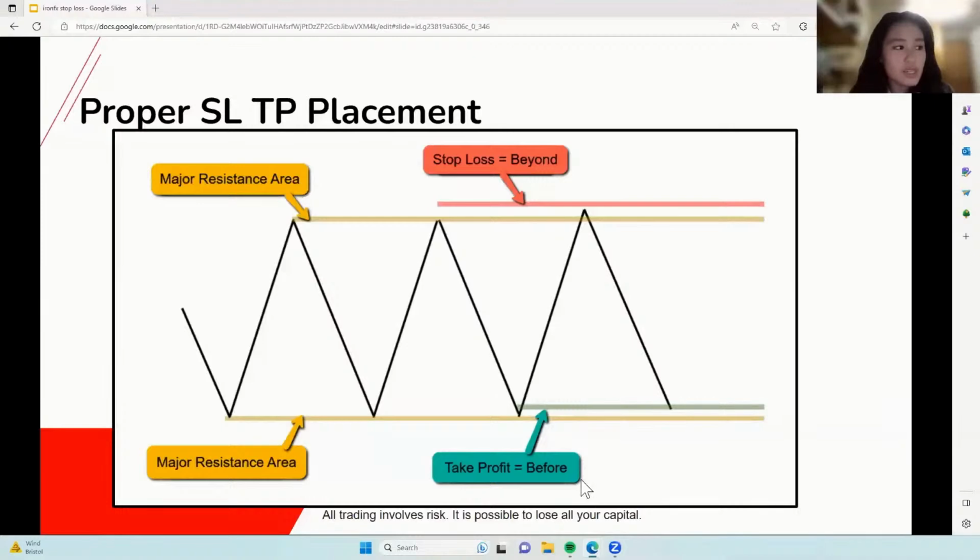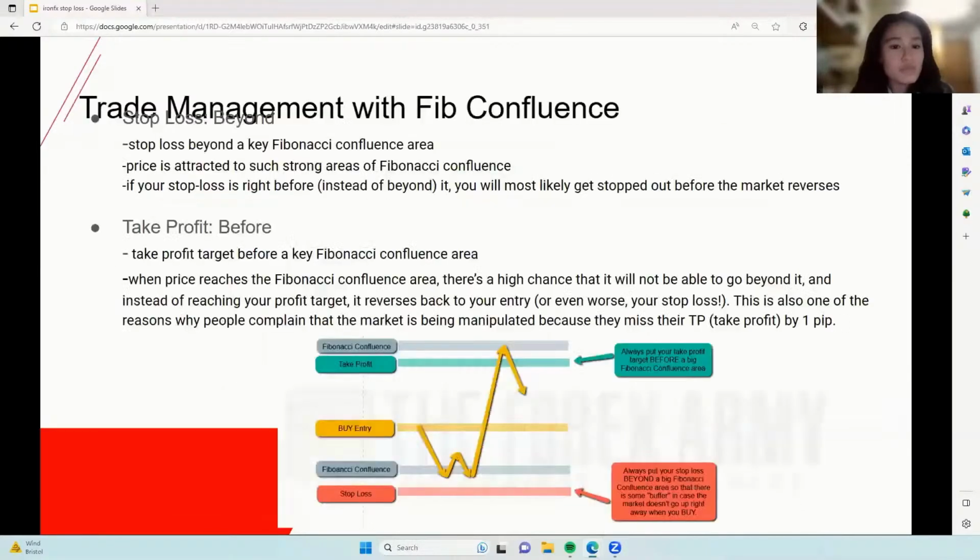For our take profit, on the other hand, we want to make sure that we place it before. That means it's within the chart, so not beyond it, but before it. If we're talking about a major resistance area, then we want our take profit placed just beneath it. Okay, so this is the general idea for proper stop loss and take profit placement, to ensure that you maximize your wins as well as minimize your losses. We'll go through a couple more examples in the next few slides as well.